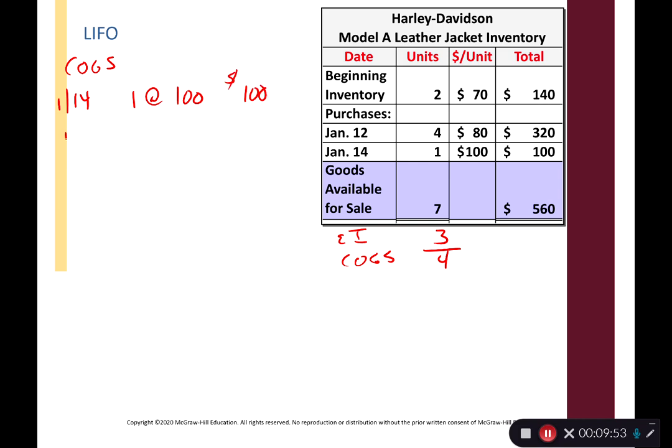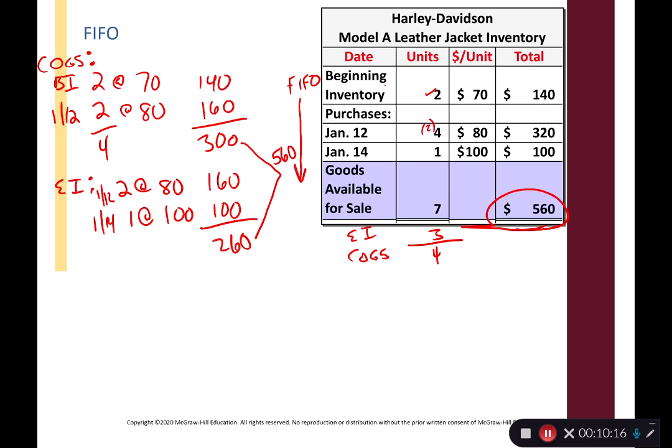Then I'm going to move up to January 12th. And I don't need all of those. I only need 3 more at 80 to make up the 4 that were sold. So that's another $240. So that means my LIFO cost of goods sold is going to come out to $340. With LIFO, remember, we're starting at the bottom to get cost of goods sold and working our way up. With FIFO, we start at the top and work our way down to get cost of goods sold.